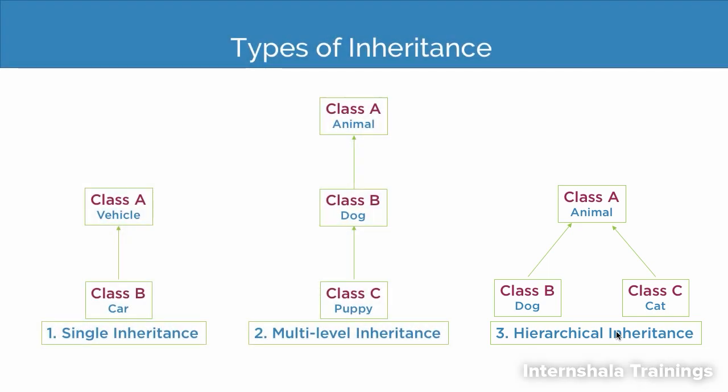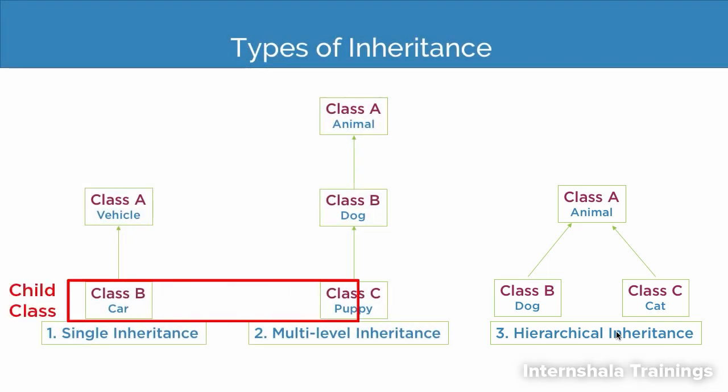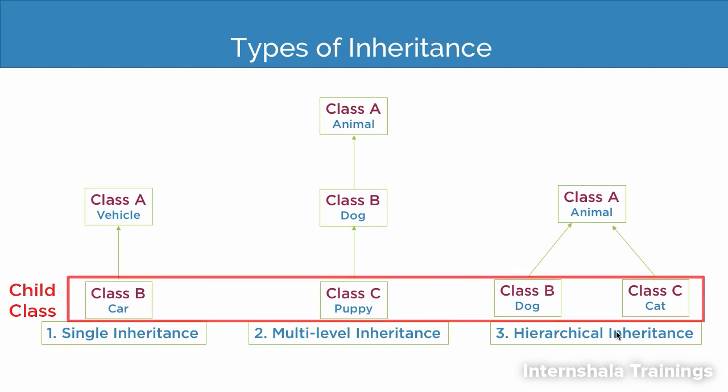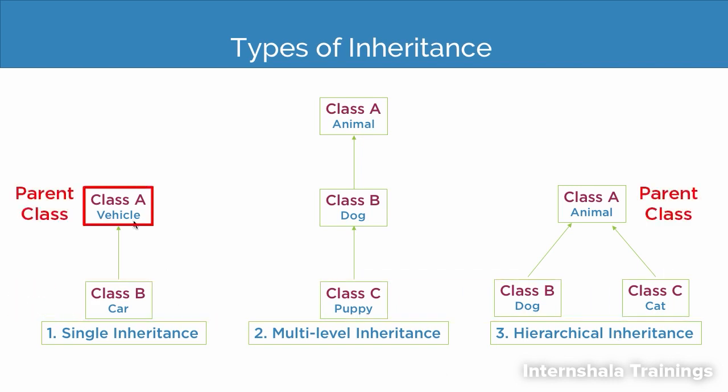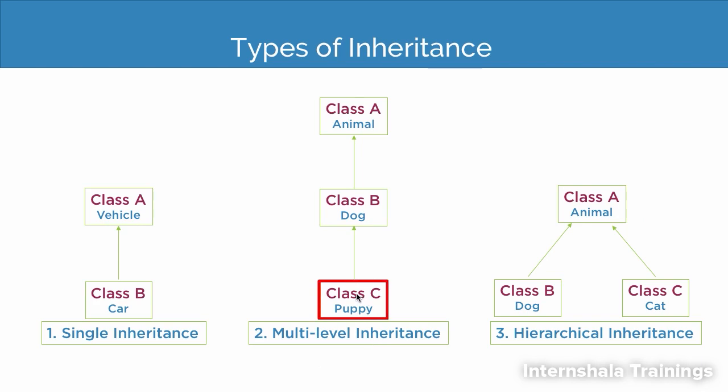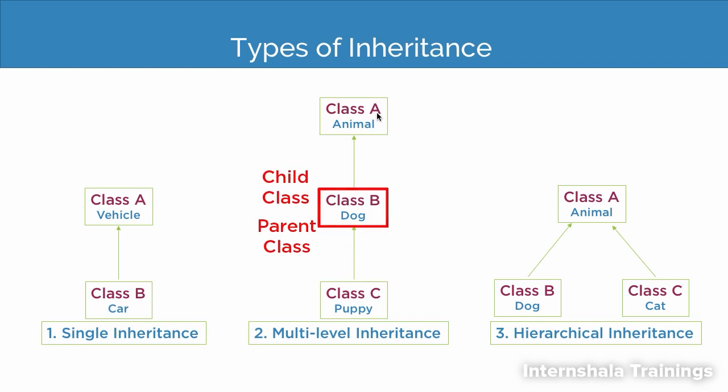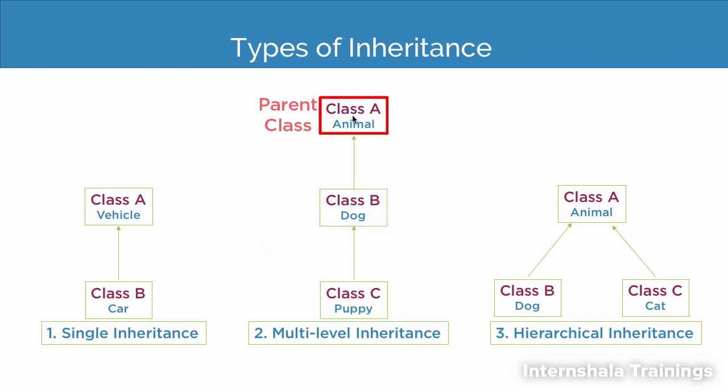Now if you notice, in all the cases we have class B and class C, and again class B and class C as the child classes. And this class A of vehicle and this class A of animal are actually the parent classes. But here at the center, in case of multi-level inheritance, we have a different scenario. This class C is the child class, no doubt in that. But this class B is acting as a parent class for class C, while it is acting as a child class for class A. And this class A at the top is actually the parent class.